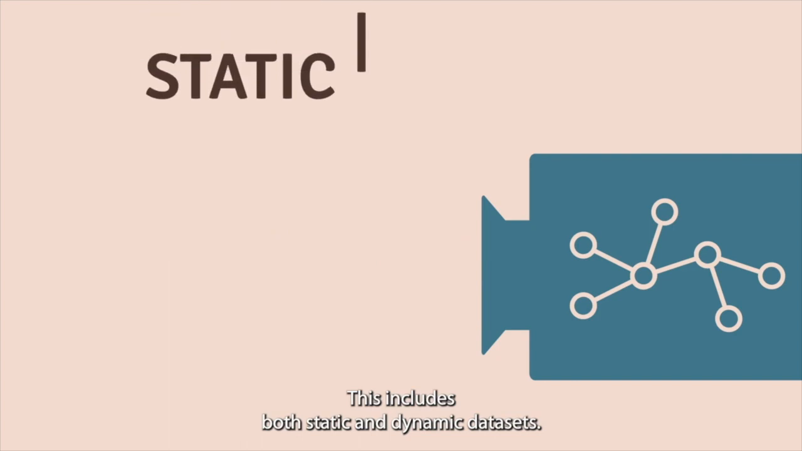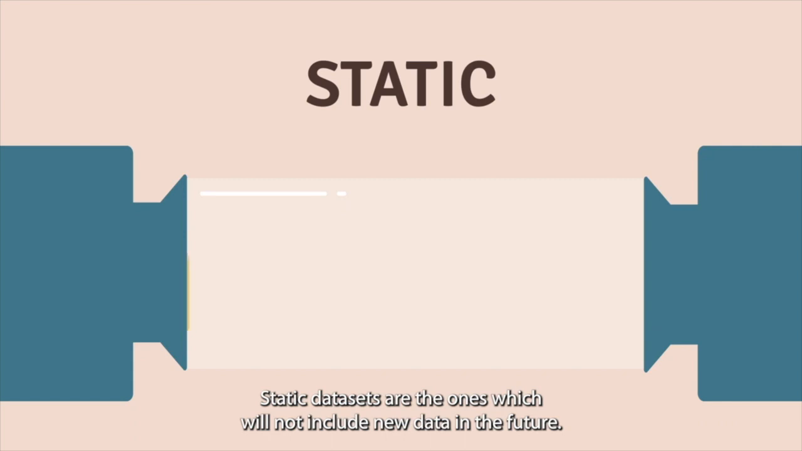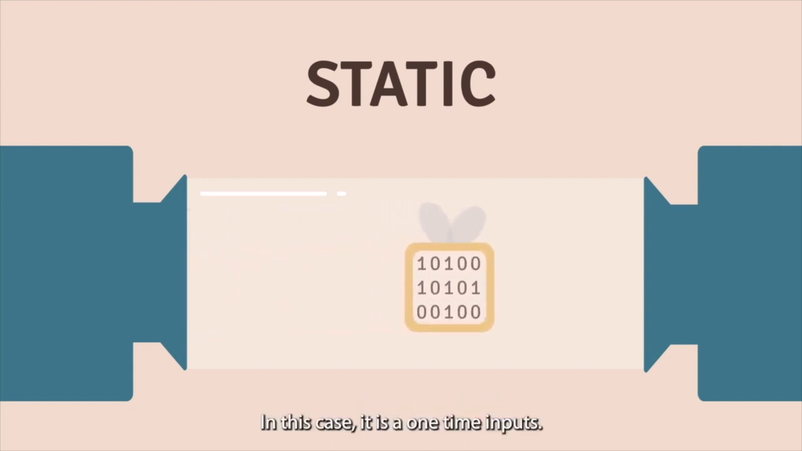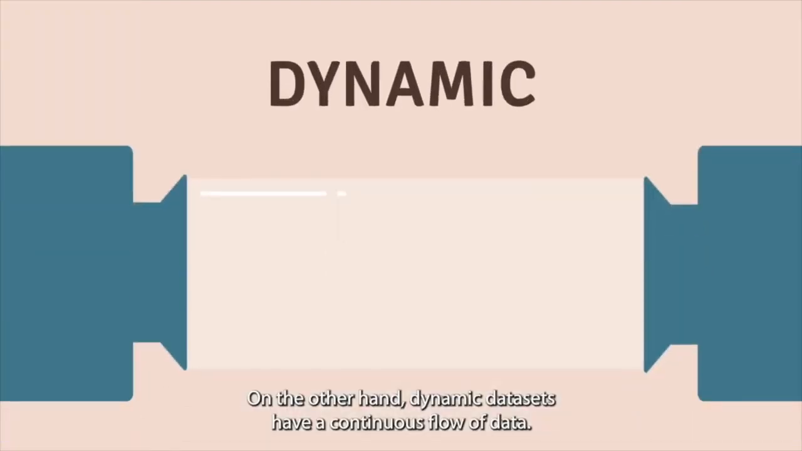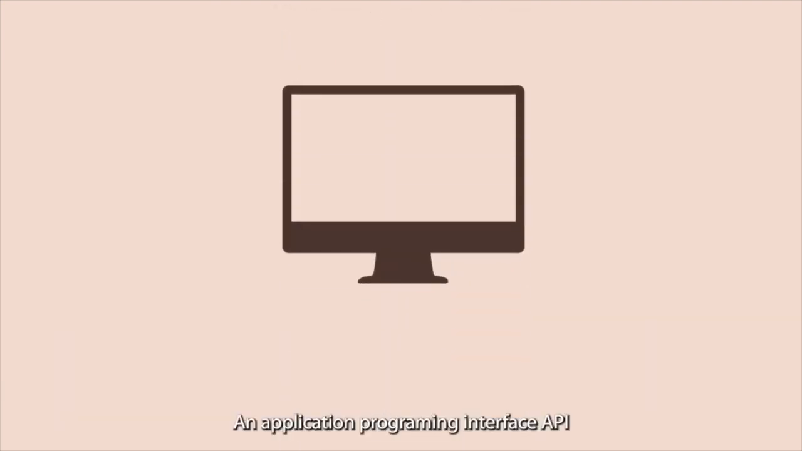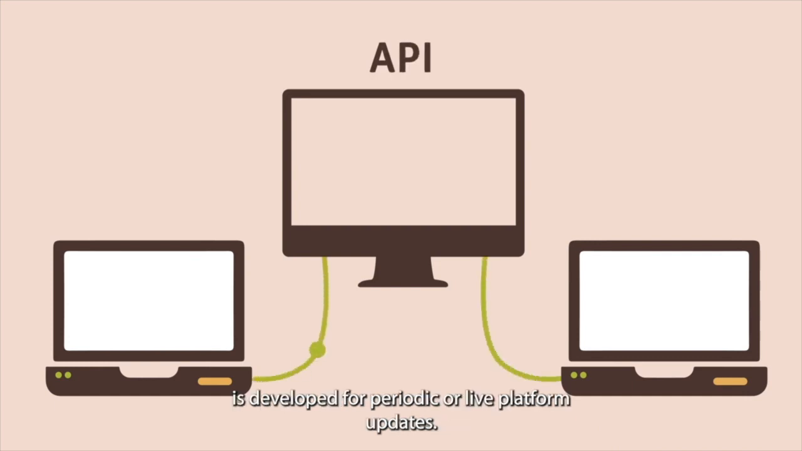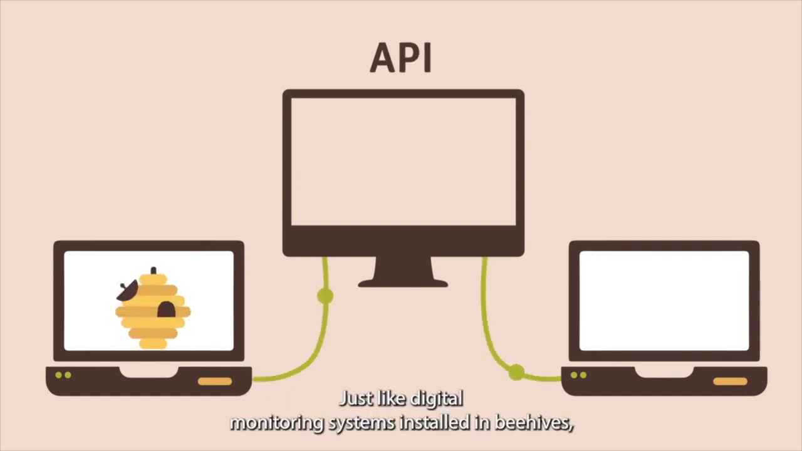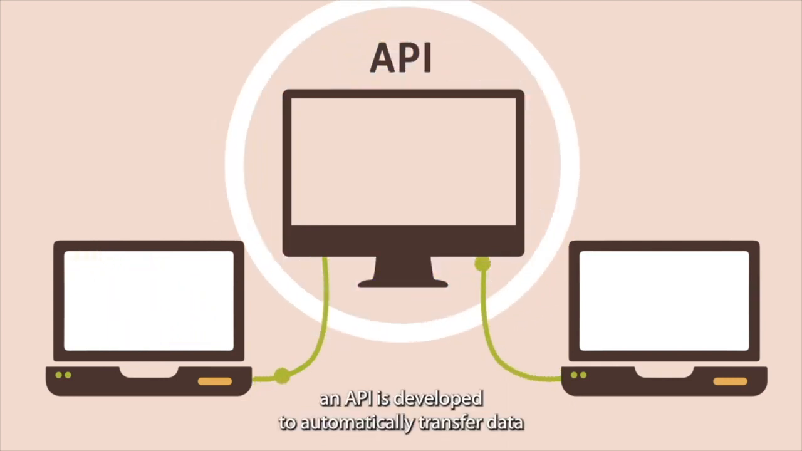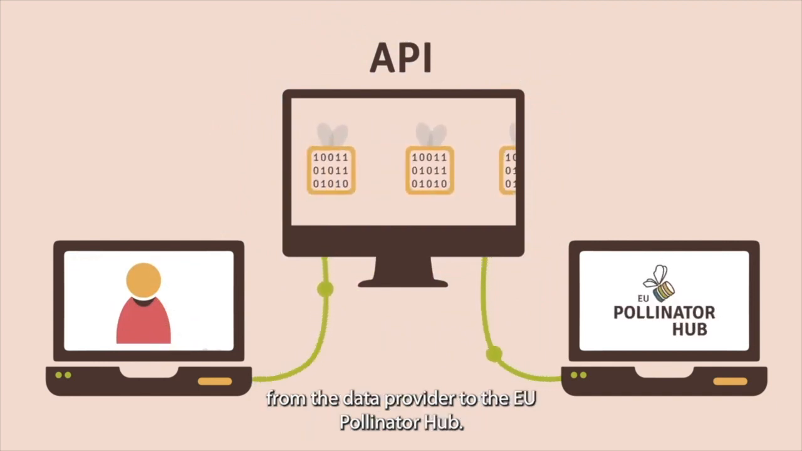This includes both static and dynamic datasets. Static datasets are the ones which will not include new data in the future. In this case, it is a one-time input. On the other hand, dynamic datasets have a continuous flow of data. An Application Programming Interface (API) is developed for periodic or live platform updates. Just like digital monitoring systems installed in beehives, an API is developed to automatically transfer data from the data provider to the EU Pollinator Hub.